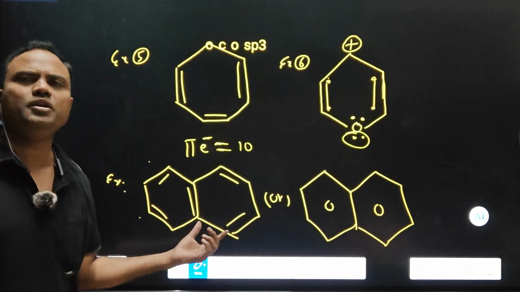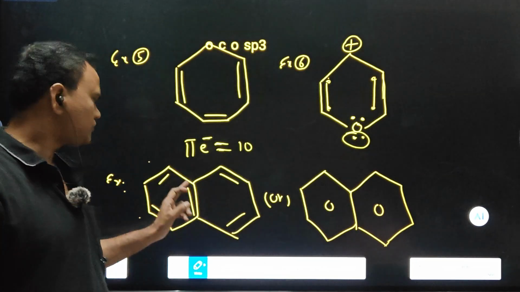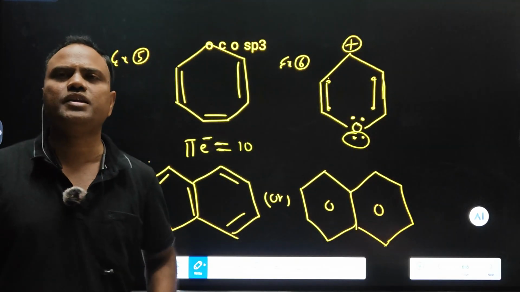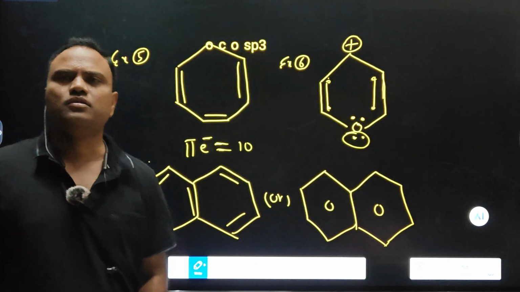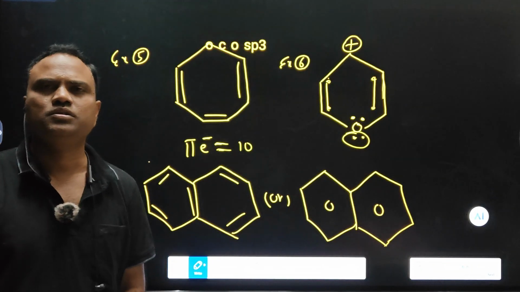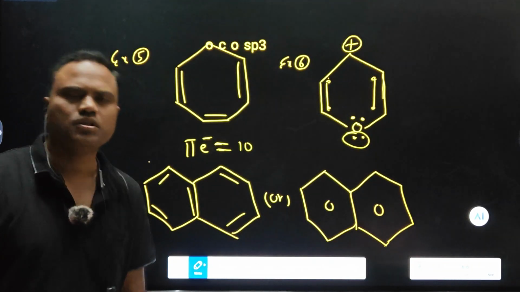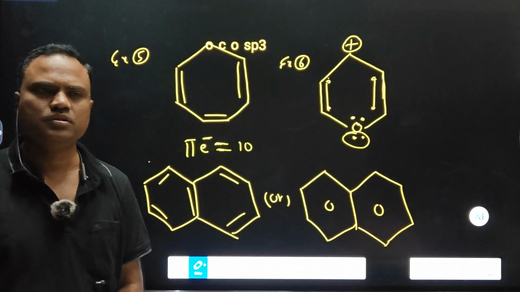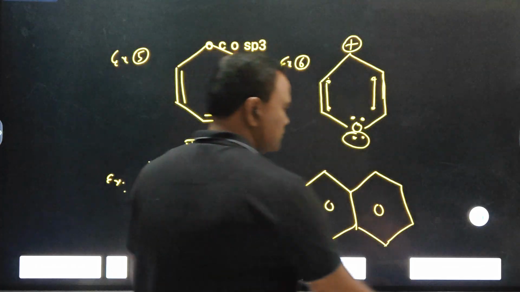And what about this one? How many pi electrons are present? 1, 2, 3, 4, 5, 6, 7, 8, 9, 10. 10 means which rule does it satisfy? Aromatic. For what value of n? n is equal to 2. Yes, n is equal to 2. We will get 10 pi electrons. Clear? Okay.